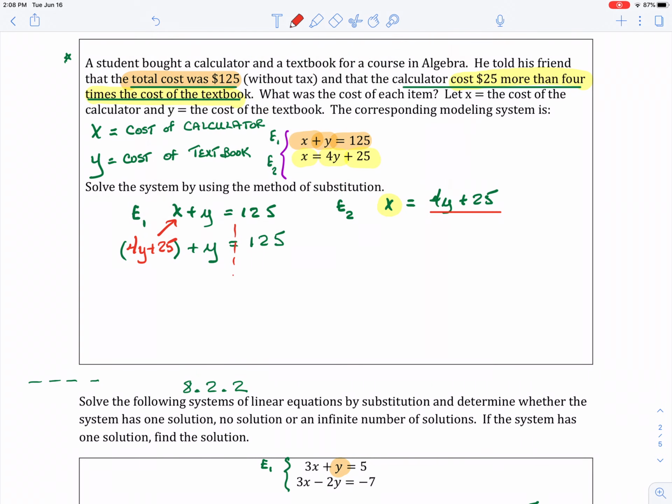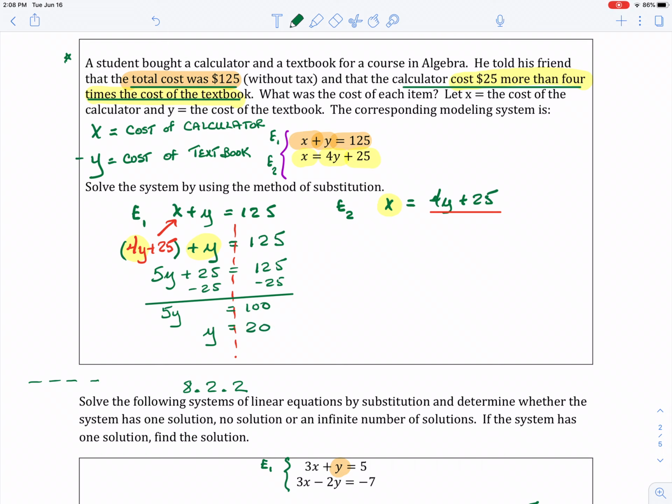Okay, so here's left side, right side. I'm noticing a 4y and a 1y. That's going to combine to give me 5y. And then I'll subtract this 25 off of both sides. That's going to leave me 5y equals 100. And dividing, I get 20.